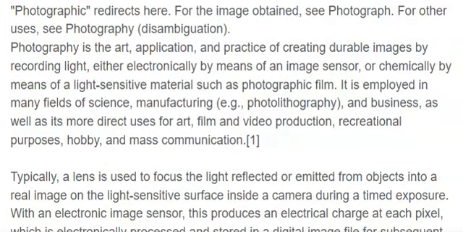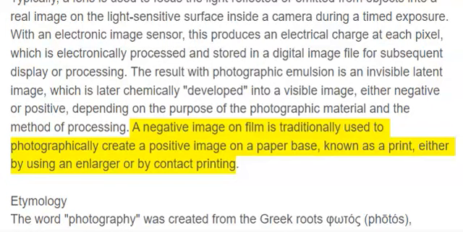The result with photographic emulsion is an invisible latent image, which is later chemically developed into a visible image, either negative or positive, depending on the purpose of the photographic material and the method of processing. A negative image on film is traditionally used to photographically create a positive image on a paper base, known as a print, either by using an enlarger or by contact printing.